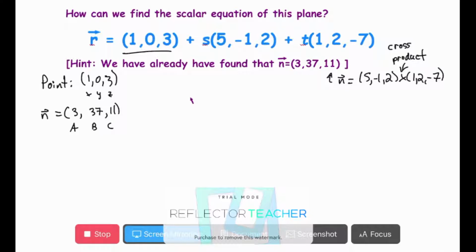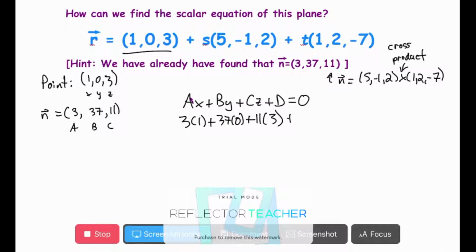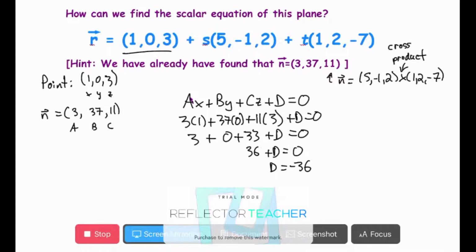And let's write our scalar equation and solve for d. So my scalar equation, ax plus by plus cz plus d equals 0. Plug in our values, which we know: 3 times 1 plus 37 times 0 plus 11 times 3 plus d equals 0. 3 plus 0 plus 33 plus d equals 0. 36 plus d equals 0. D equals negative 36.